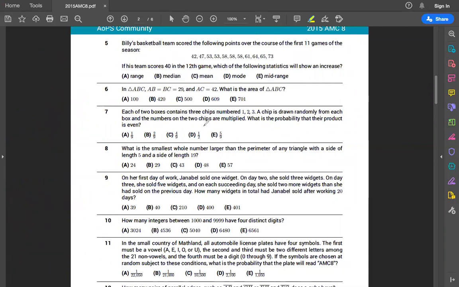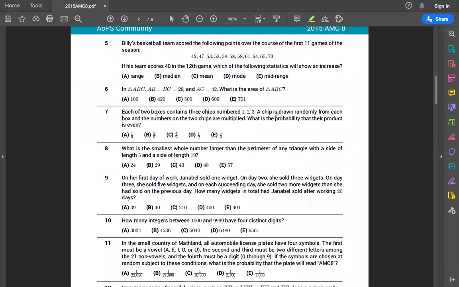All right, we have 2 boxes, and each of the 2 boxes contains 3 chips, numbered 1, 2, and 3. One chip is drawn randomly from each box, and then we multiply our 2 numbers. It's asking us for the probability that the product is even. So we know that multiplying 2 numbers can only be odd if both of the numbers are odd. If even one of the numbers is even, then the entire product is even.